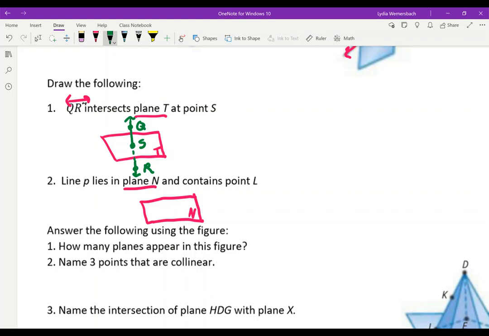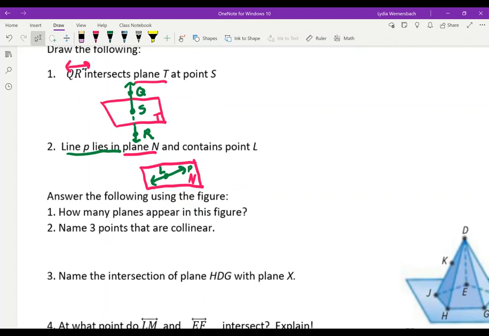And inside of plane N, because it says line P lies in, so this time instead of going through, it's like the pencil's kind of laying on top. It looks kind of like this, right? And this is line P, so we're going to do a lowercase script p kind of on the end there. And it contains point L. So somewhere on this line, we have to have point L. Okay. And so that would be an example of that.